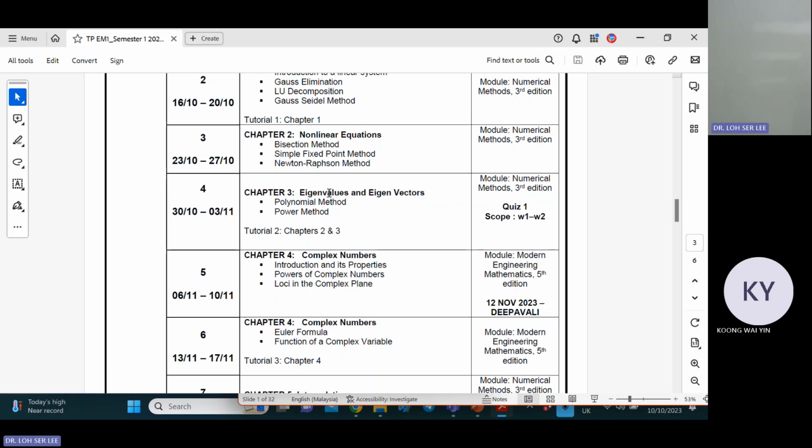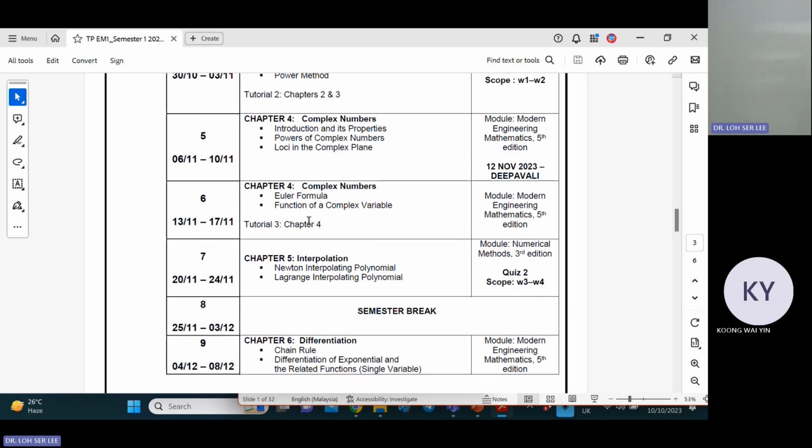This is the application from the matrices, eigenvalues and eigenvectors. So you will learn 2 methods to obtain the eigenvalues and eigenvectors. The polynomial method is an analytical method, and the power method is a numerical method. Normally numerical methods require massive calculation where you need a calculator. So remember, you have to bring a calculator whenever you come to my class, when we look into the numerical methods.